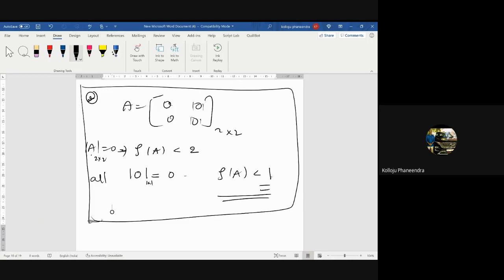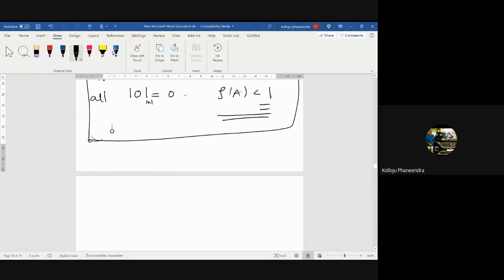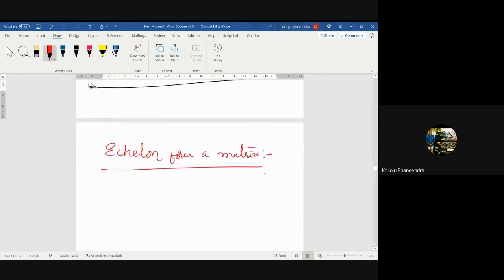See, this is the fundamental definition of rank. In the next step, we will go for a beautiful definition, one easiest process to find the rank of the matrix. That is called echelon form. The next topic is echelon form of a matrix.